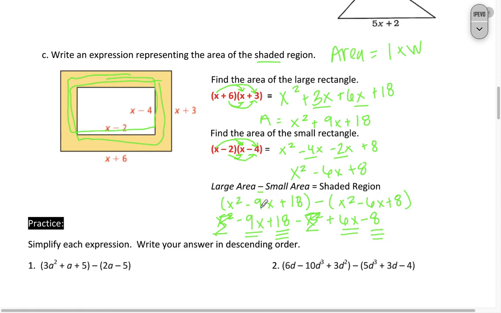I just realized I copied that down wrong. I knew that was wrong. Positive 9, positive, positive. That is my mistake. So we have 9x and positive 6x, which is going to give us 15x. So those are gone. And we're left with 18 and negative 8, which is going to be plus 10. So 15x plus 10.